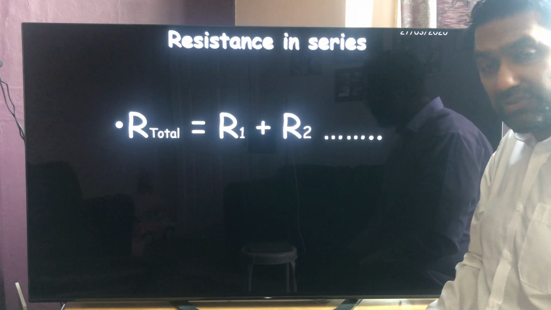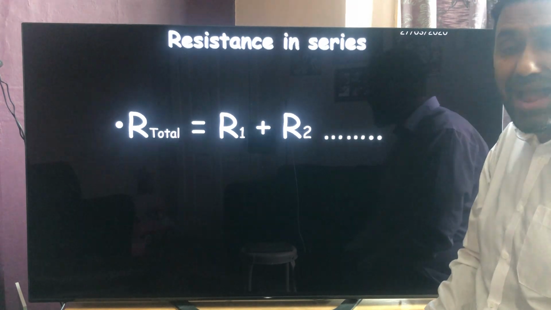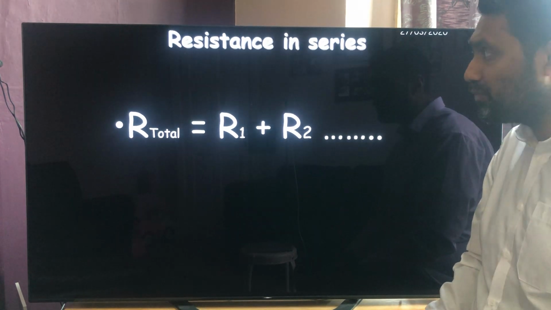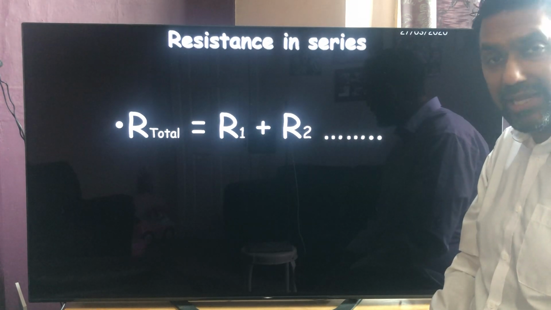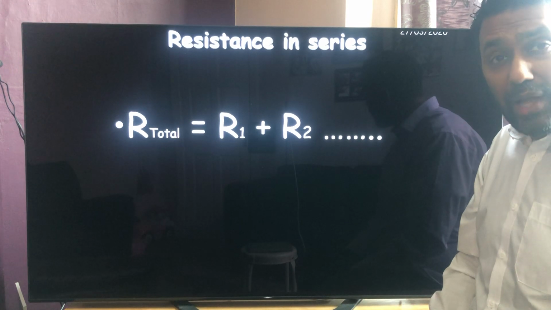So that's series circuits for you, for year 10s. It's a short, snappy lesson. The next lesson we're going to go on to parallel circuits, which is a little bit more complicated compared to the series circuits.